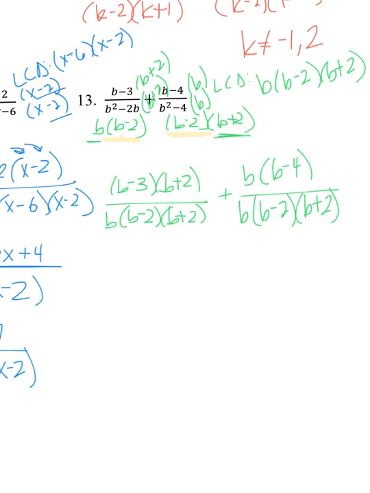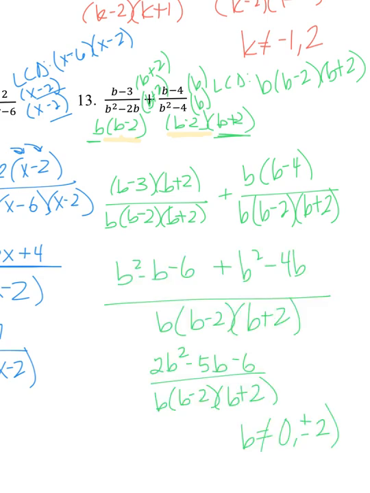At this point, I do want you to pause the video, and I want you to solve this one. I want you to distribute everything, combine all like terms, and then simplify everything and state your excluded values. Okay, so pause the video, try to do that, and then unpause for the final answer.